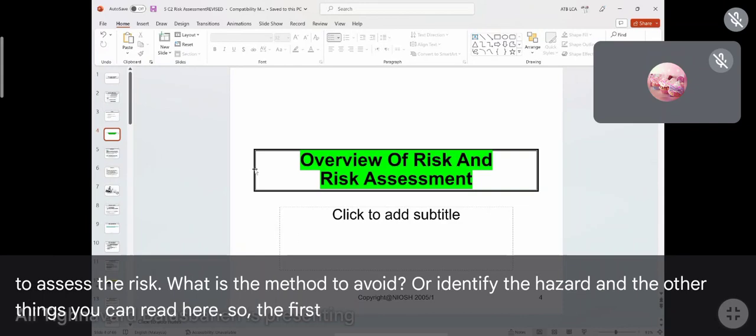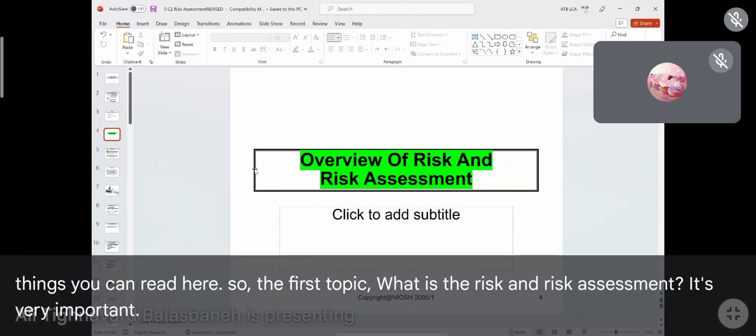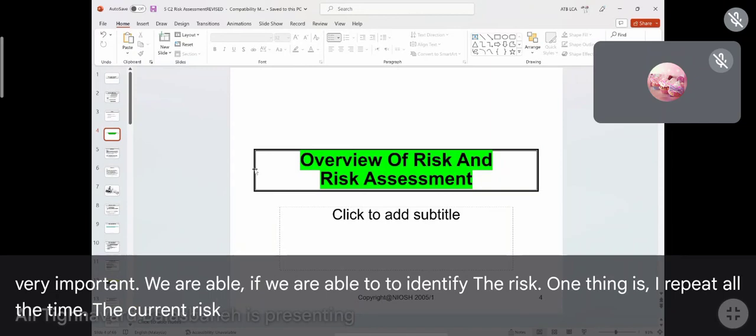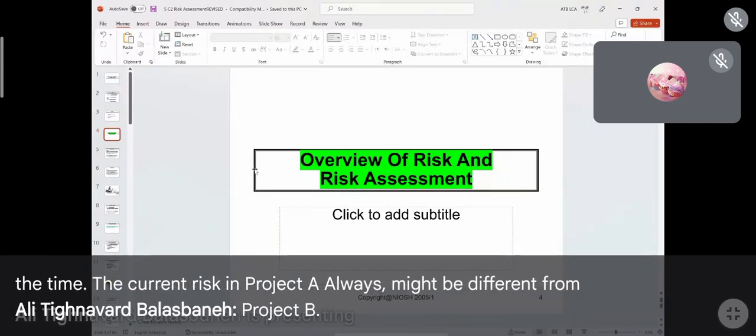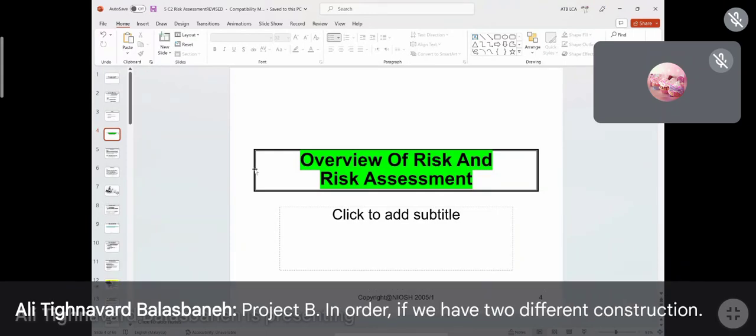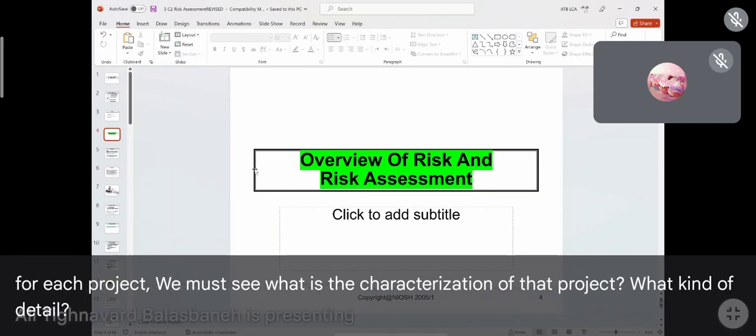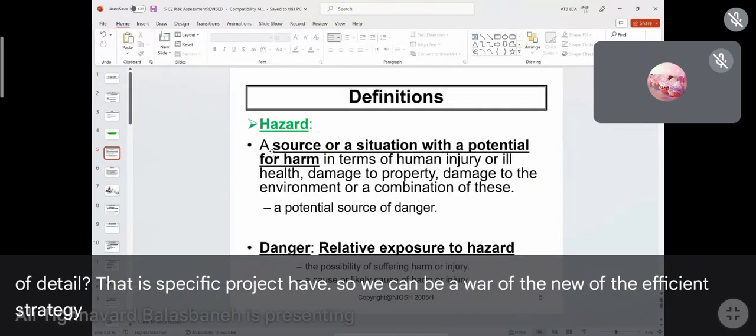So, the first topic, what is the risk and risk assessment? It's very important that we are able to identify the risk. One thing I repeat all the time: the current risk in project A might always be different from project B. If we have two different constructions, for each project we must see the characterization of that project, what kind of detail that specific project has, so we can be aware of the efficient strategy that needs to be applied.